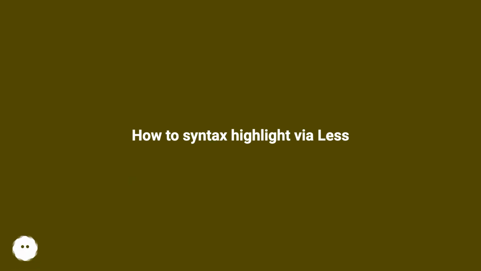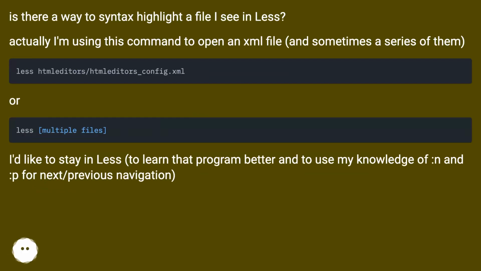How to syntax highlight via less. Is there a way to syntax highlight a file I see in less? Actually, I'm using this command to open an XML file, and sometimes a series of them.